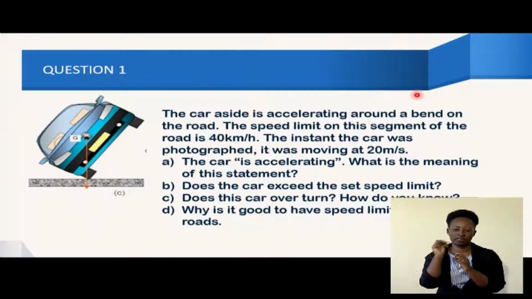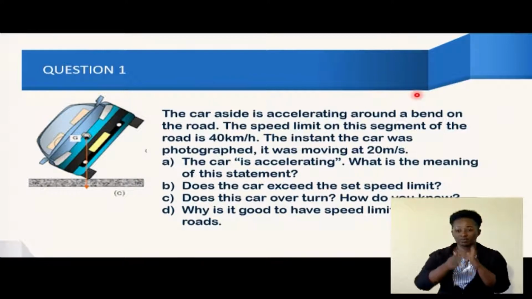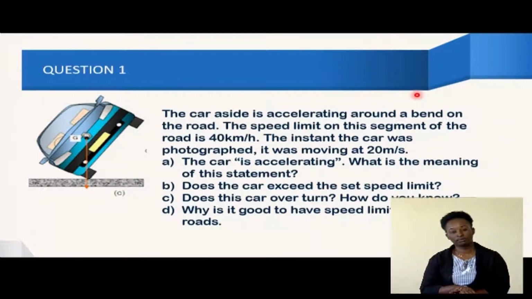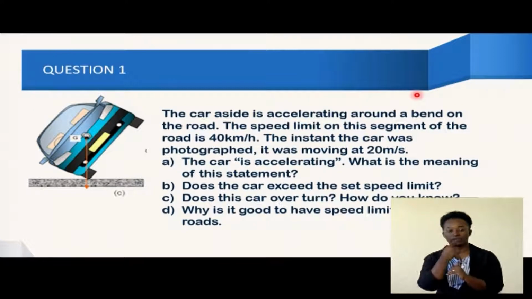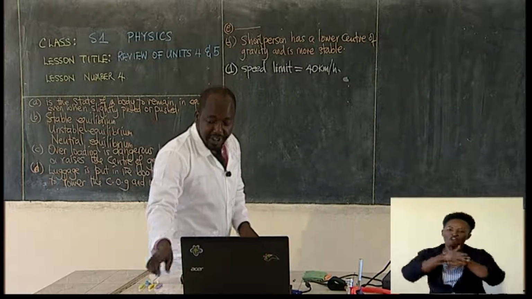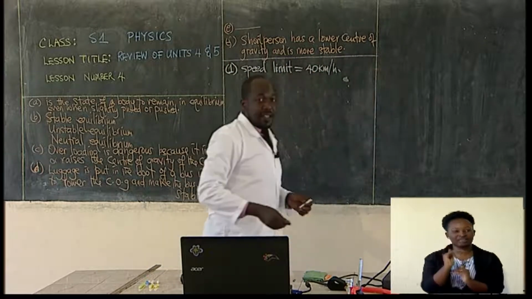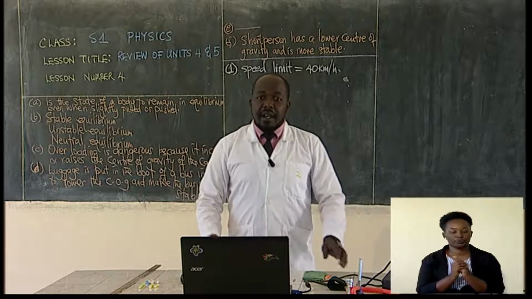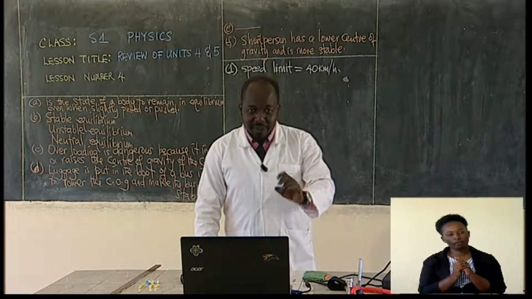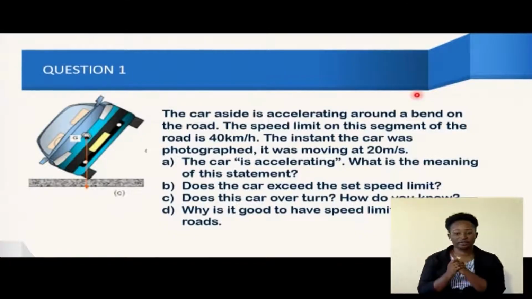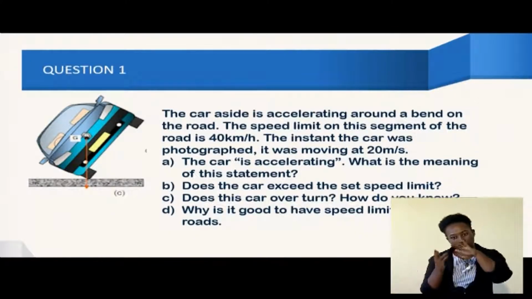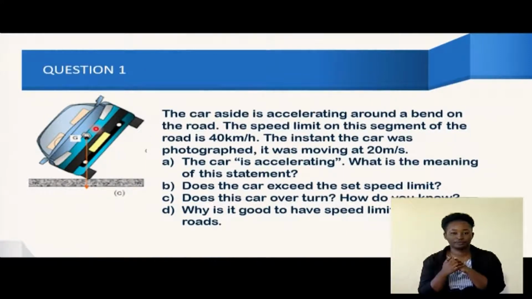Okay. So they are telling us of a speed limit. When they talk of speed limit, it means you are not supposed to drive beyond 40 kilometers per hour, because that's the speed limit. You don't exceed that. Let's go ahead. The instant the car was photographed, you can see that photo. Okay? That's the car. I hope you can see it. So the instant this car was photographed, it was moving at a speed of 20 meters per second.